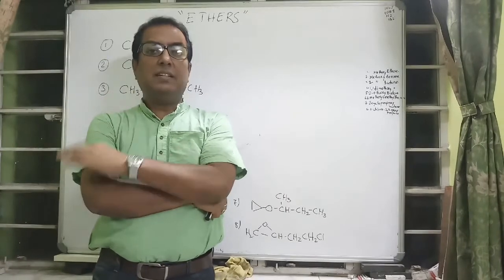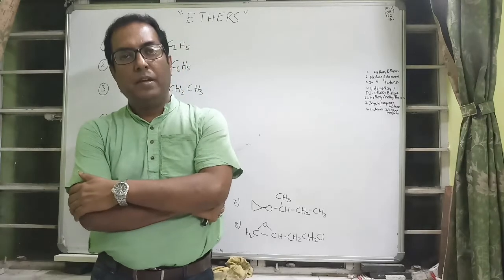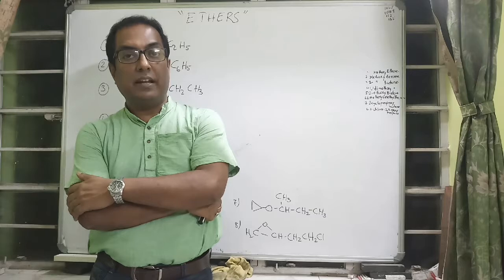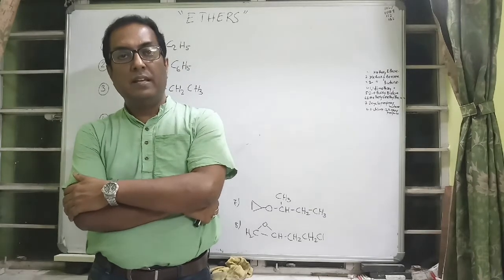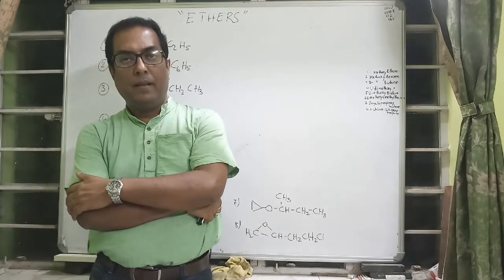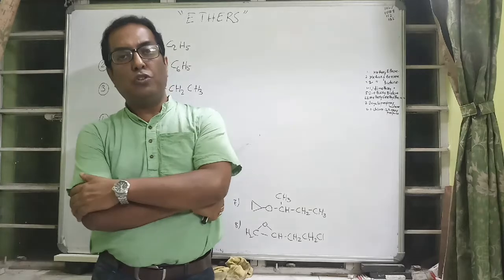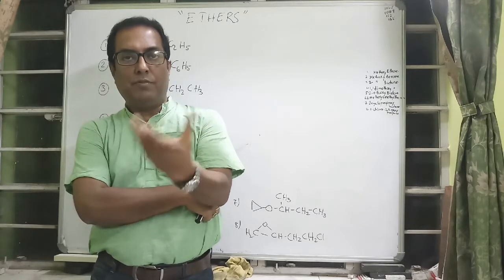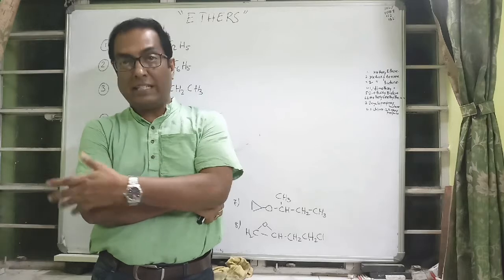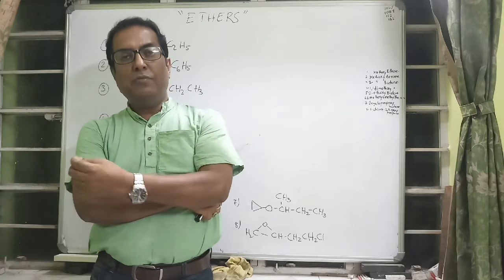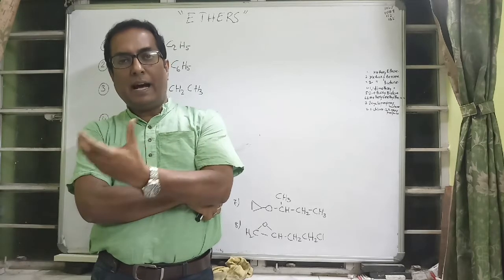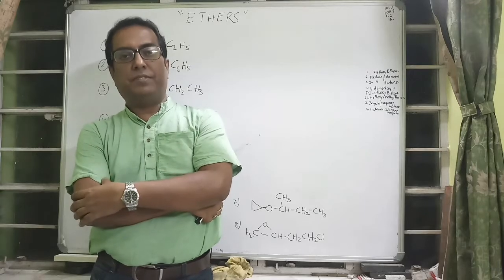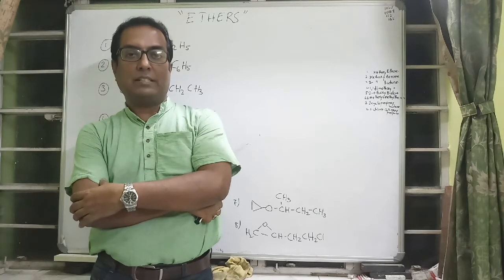The word ether has come from the word aither, A-I-T-H-E-R, which means clear sky. In the Greek language, it is also called air. So, ether is something which is airy, that is, it is volatile. And we can say they are the alkyl or the aryl derivatives of water.